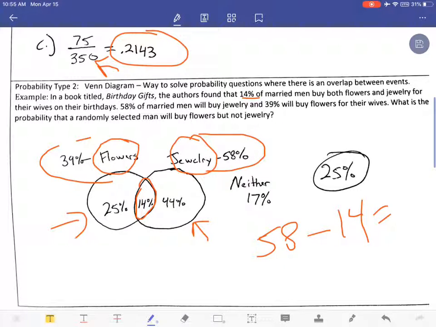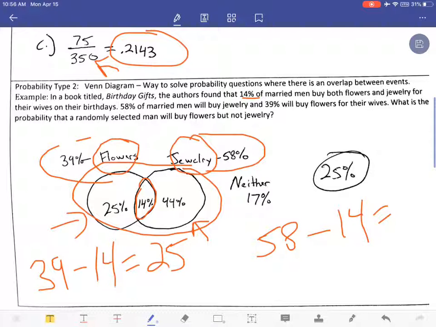And then we do the same thing for the flowers. So 39% of men bought flowers, but then there was an overlap of 14, so we subtract that, which gives us 25, which means that 25% of men only bought flowers, and again, 14% bought both. So if we look just at the numbers in our Venn diagram right here, 25% of men only bought flowers, 14% of men bought flowers and jewelry, and 44% of men bought jewelry only.